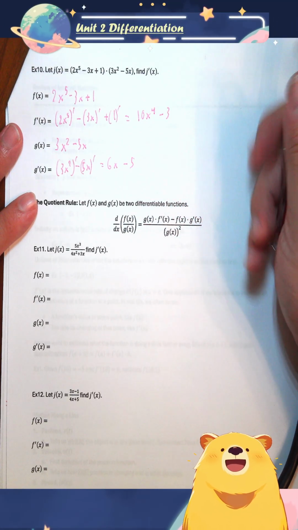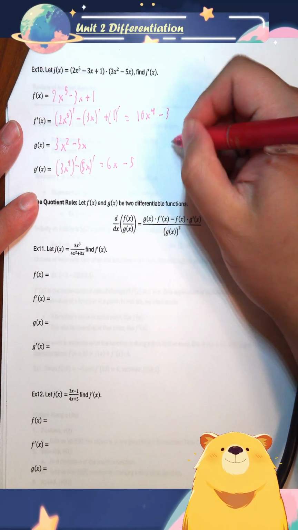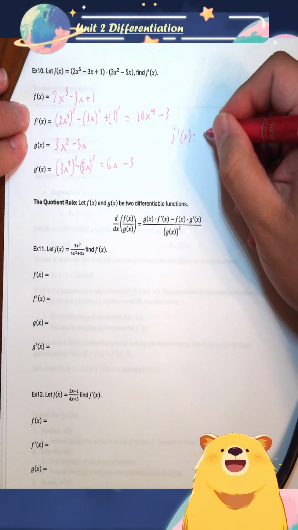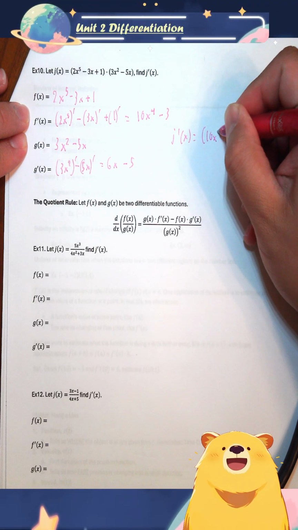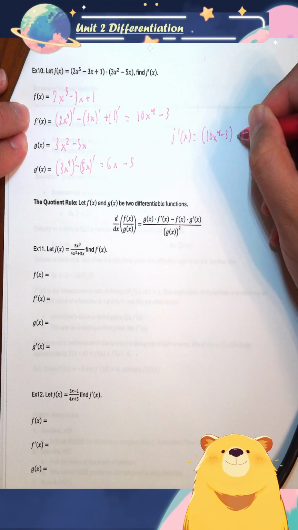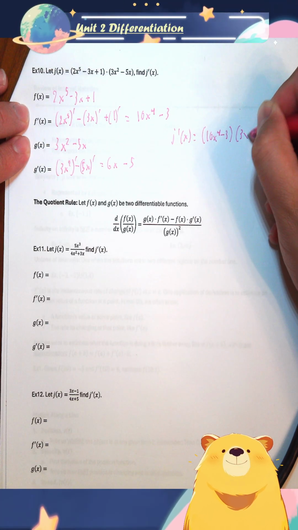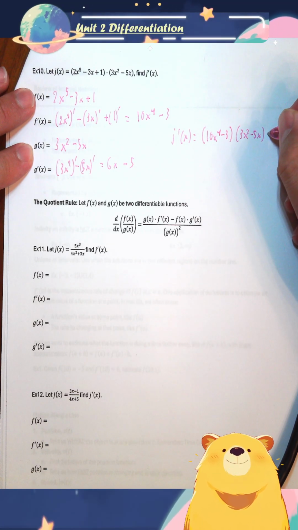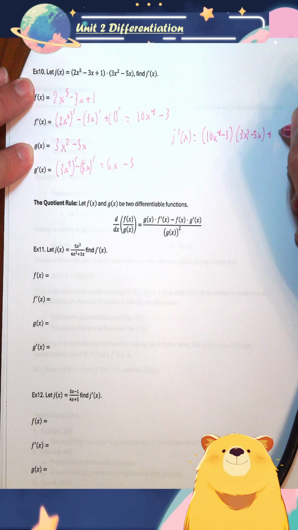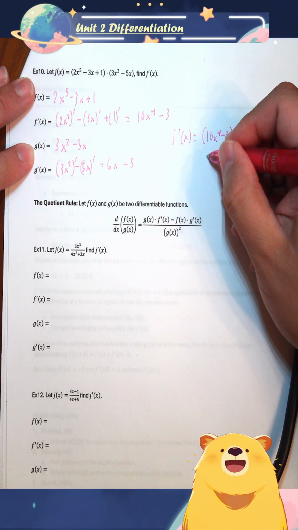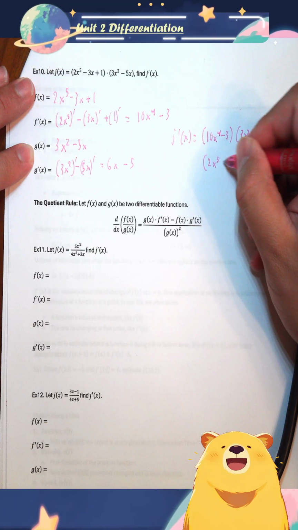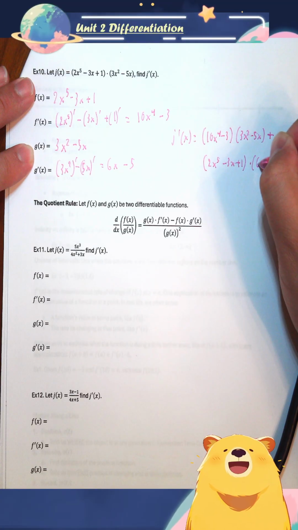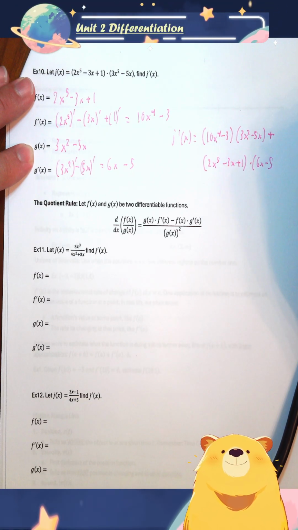And then we just do the setup like we did before. g prime of x is equal to, let's do these two first. We got 10x to the power of 4 minus 3, and then times 3x squared minus 5x, and then plus, I accidentally ran out of space. Let's just do it here. 2x to the 5 minus 3x plus 1 times 6x minus 5.